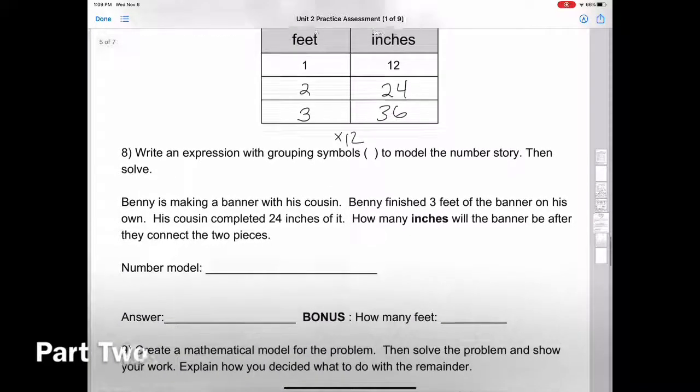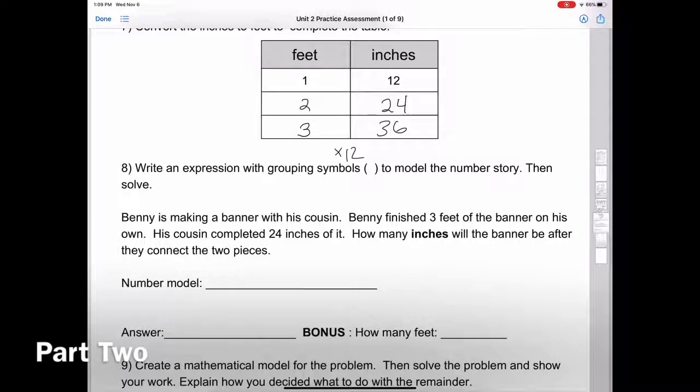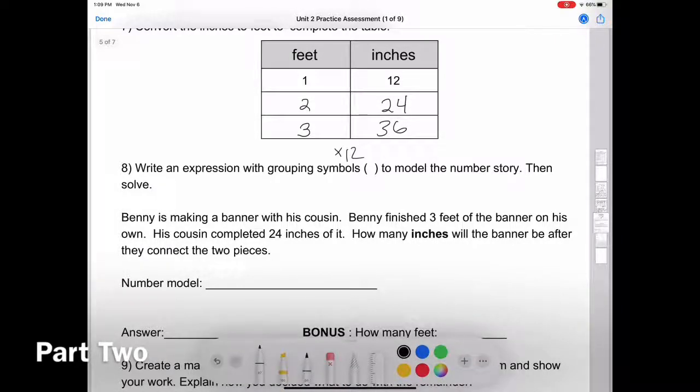So the next part says you're using a grouping symbol to model the number story. So Benny is making a banner with his cousin. Benny finished 3 feet of banner on his own. His cousin completed 24 inches of it. How many inches, and see how bold that is for you to remember that you need to do some converting from feet to inches before you do the rest of your problem. How many inches will the banner be after you connect the 2 pieces?